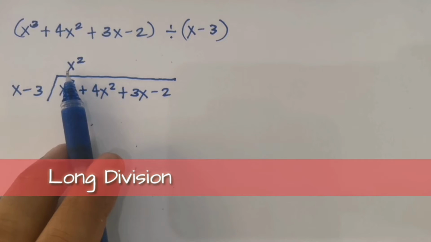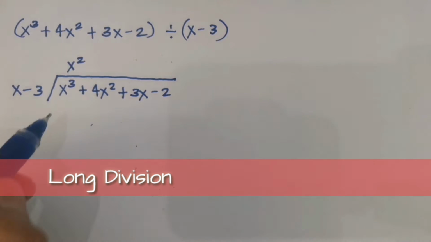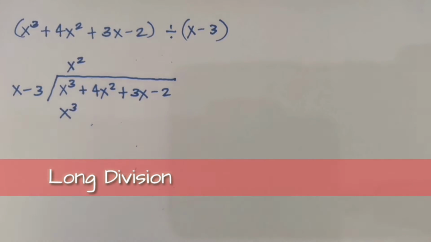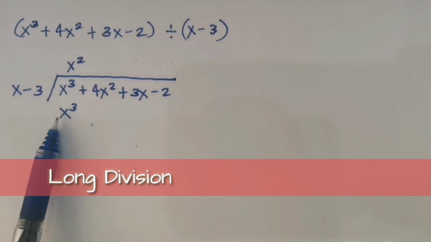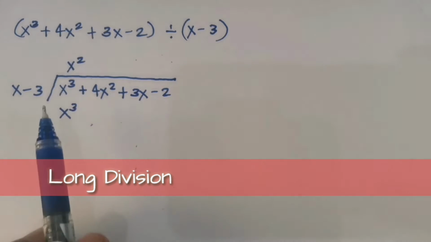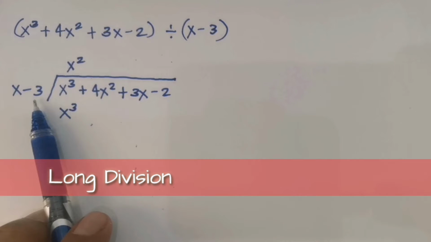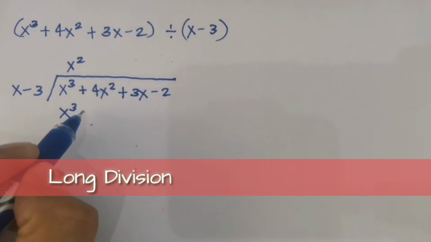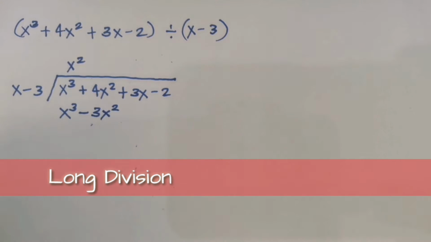Then next step is to multiply. X squared multiplied by x is x cubed. So our main goal here is to make these first terms the same, so we can cancel them out. Next thing to do is to multiply again this x squared by the second term of the divisor. X squared multiplied by negative 3 is negative 3x squared.